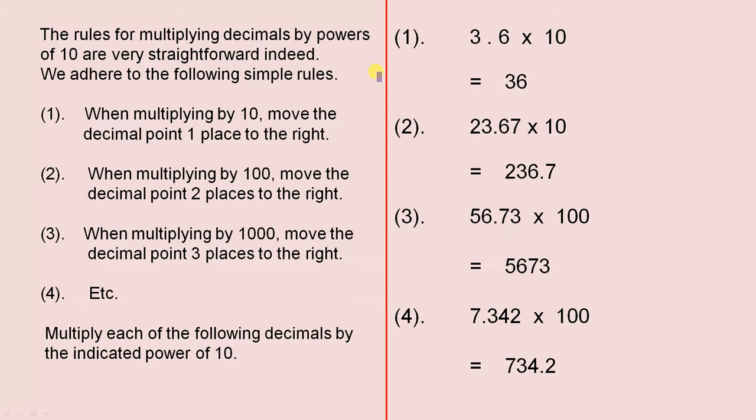When multiplying by 10, move the decimal point one place to the right. When multiplying by 100, move the decimal point 2 places to the right. When multiplying by 1000, move the decimal point 3 places to the right, etc. Let's have a look at some examples.